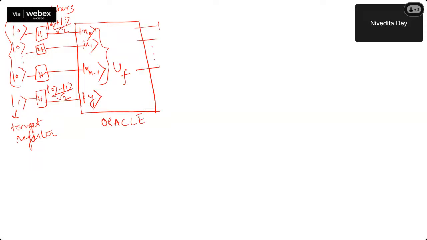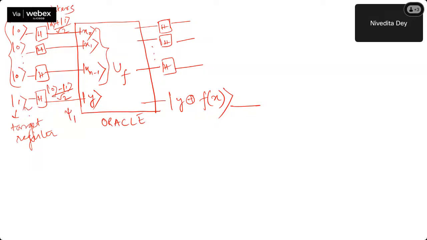Exactly like that, because of the uncomputation or reversible logic, you have to do another Hadamard for measurement, and this one will be Y XOR f of x, or addition modulo 2, whatever you call it. So let me assume that this is my phi 1 state. Initially it is psi 0, this is psi 1, this is psi 2, and this one is psi 3.